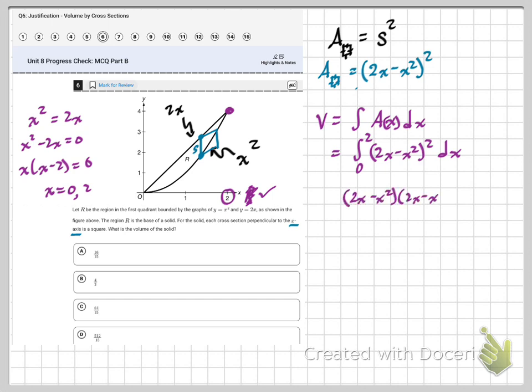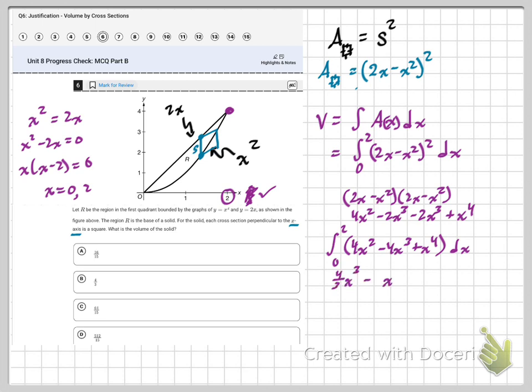Now to integrate this one, you could... I don't know, u-sub probably would be kind of messy and dirty. So I'm not going to use u-sub. I'm going to instead do the squared. So I'm going to go 2x minus x squared twice and FOIL this out. A little bit of simplification. And then I'm going to integrate this from 0 to 2.